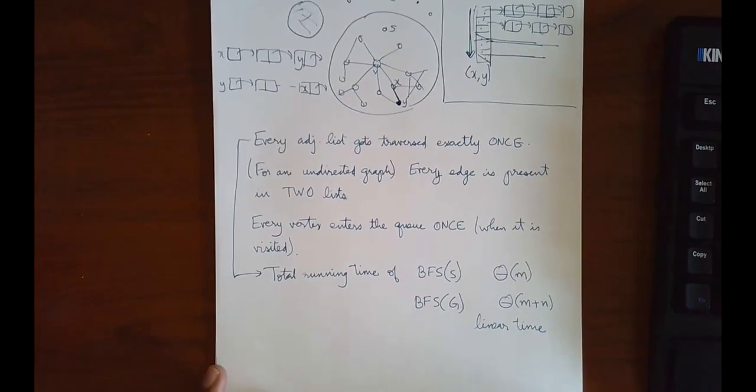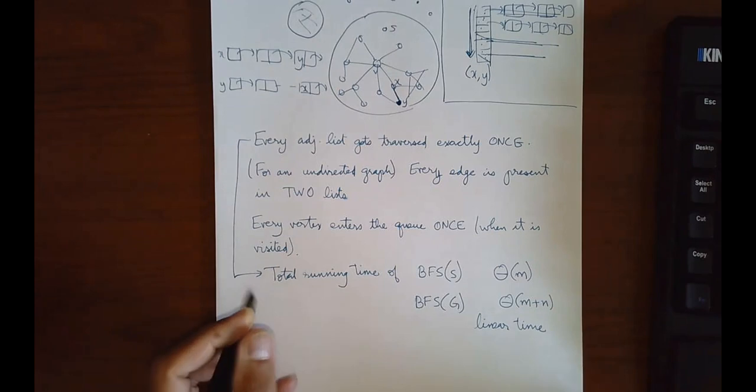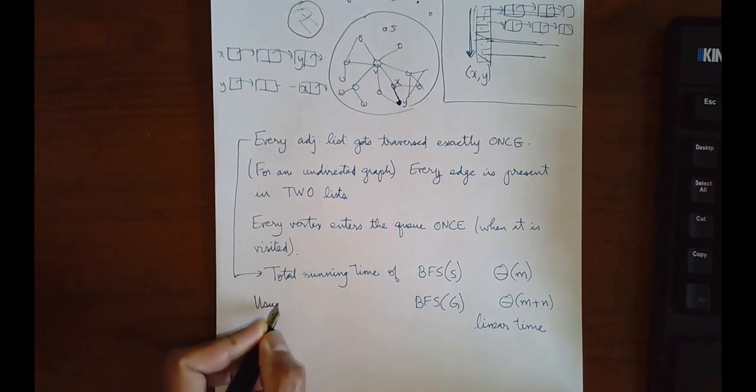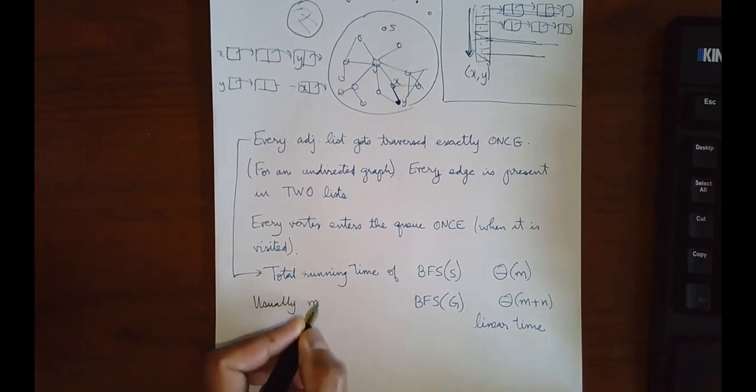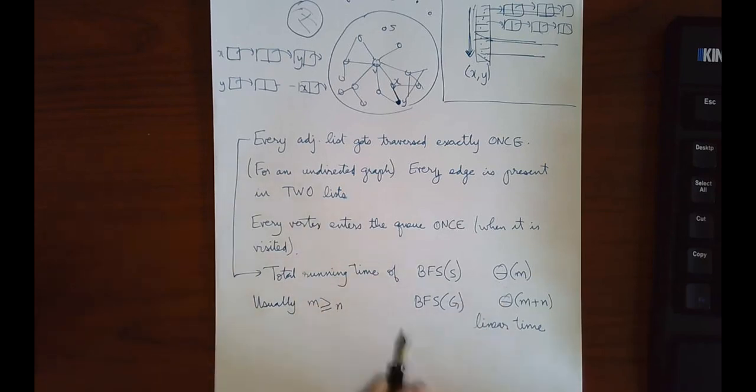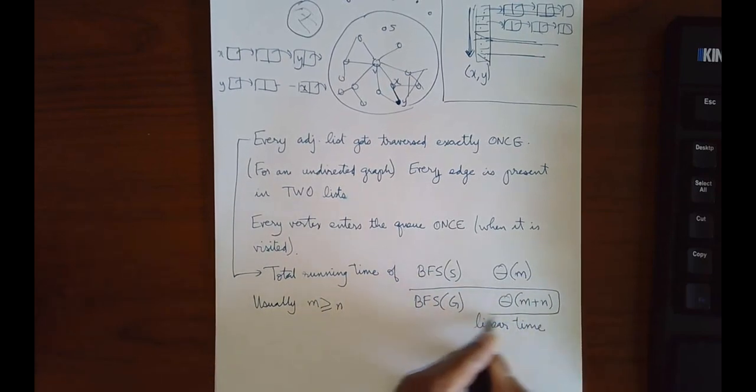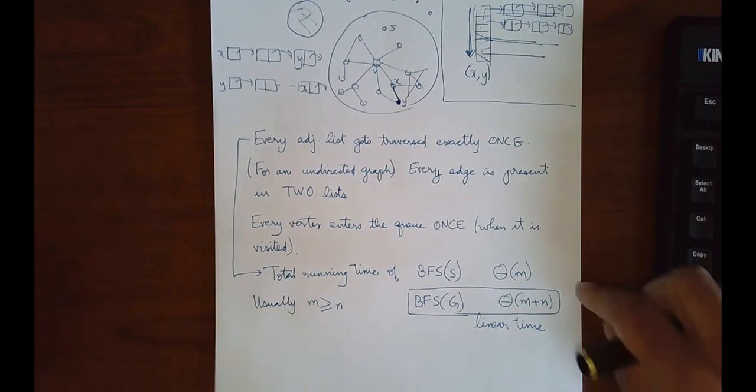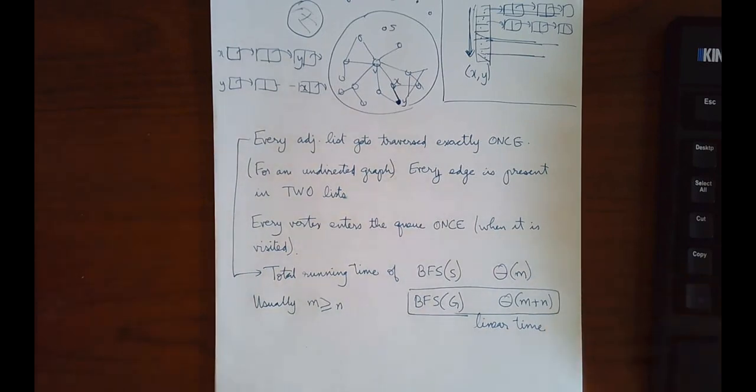Okay. I want us to think about it a bit. Typically in most cases, M is larger than N. But to be formally correct, BFS of G runs in time theta of M plus N, which is linear time.